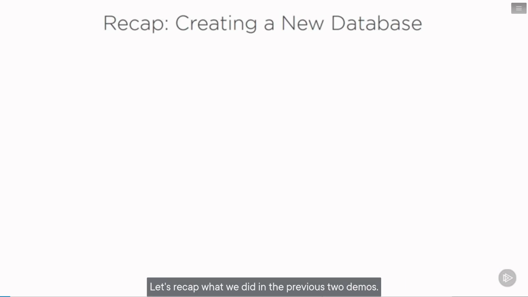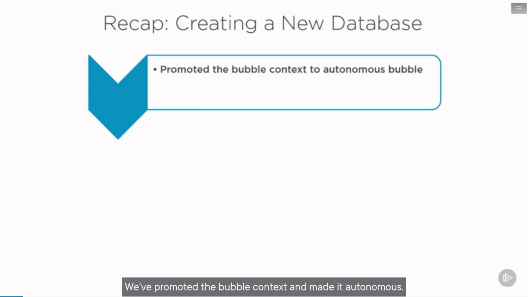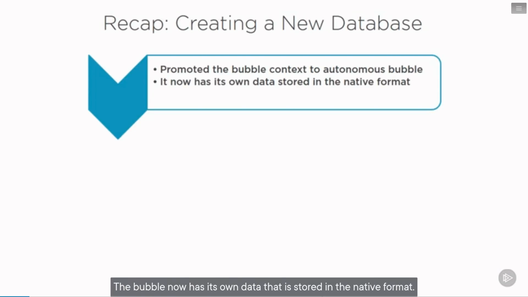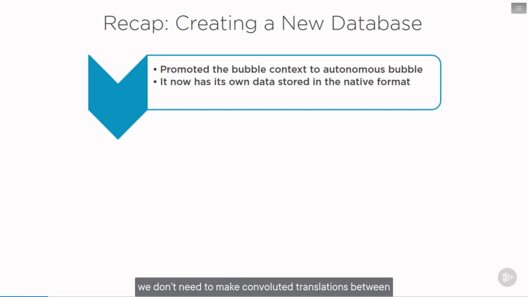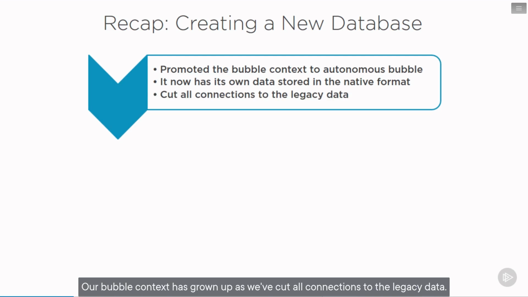Let's recap what we did in the previous two demos. We've promoted the bubble context and made it autonomous. The bubble now has its own data that is stored in the native format. In other words, we don't need to make convoluted translations between the data storage and the domain model. The mapping is simple and straightforward. Our bubble context has grown up as we've cut all connections to the legacy data.